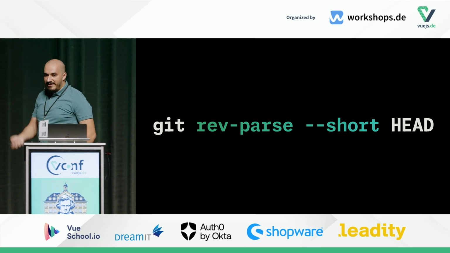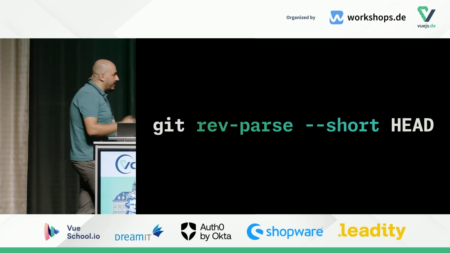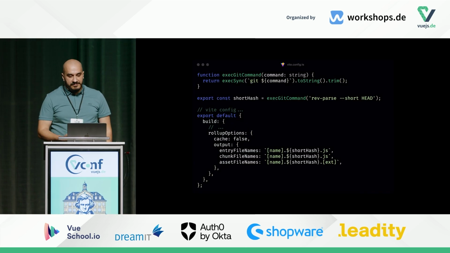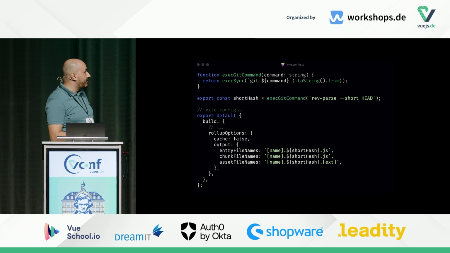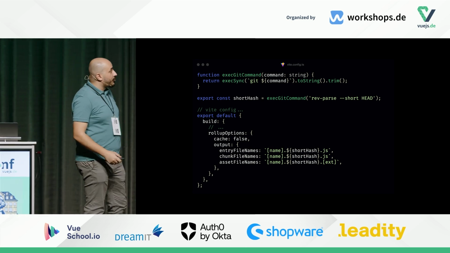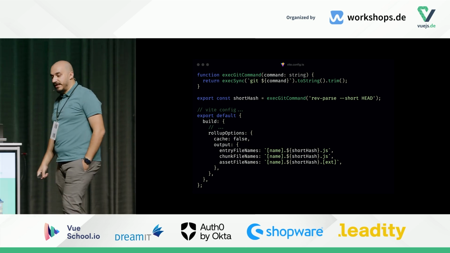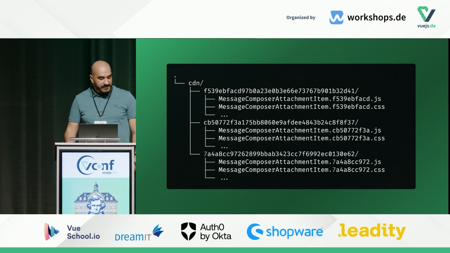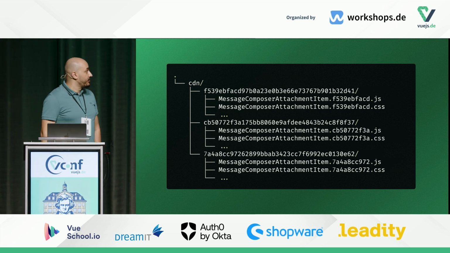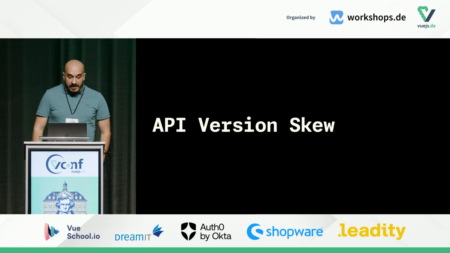So we needed to make this more consistent, and we did that with a commit hash. We just configured Vite to get the short commit hash, append it to the file, and use it as a hash, and it works really well. We even put it in folders inside our CDN, so it works fine.